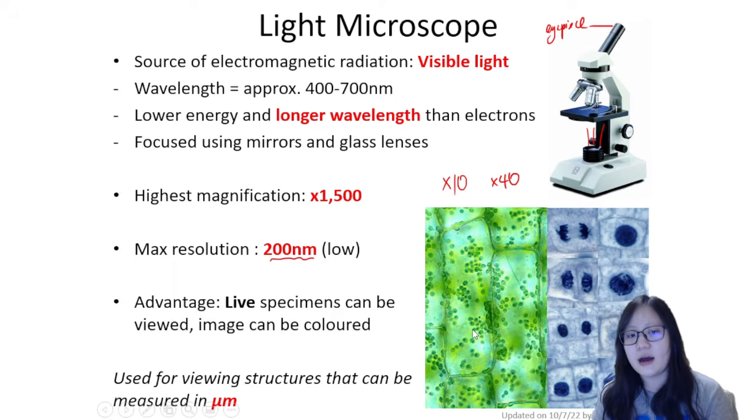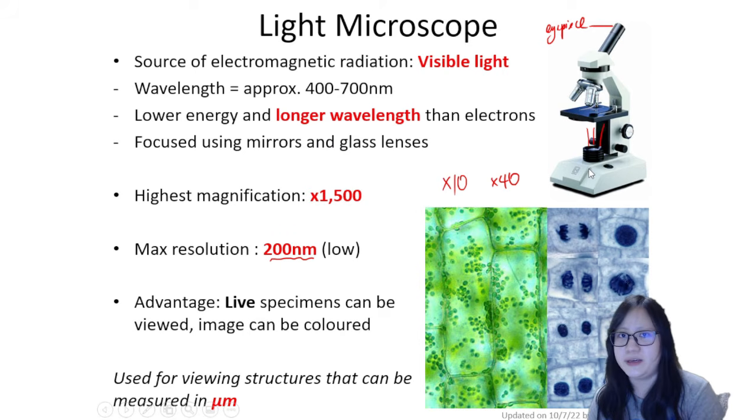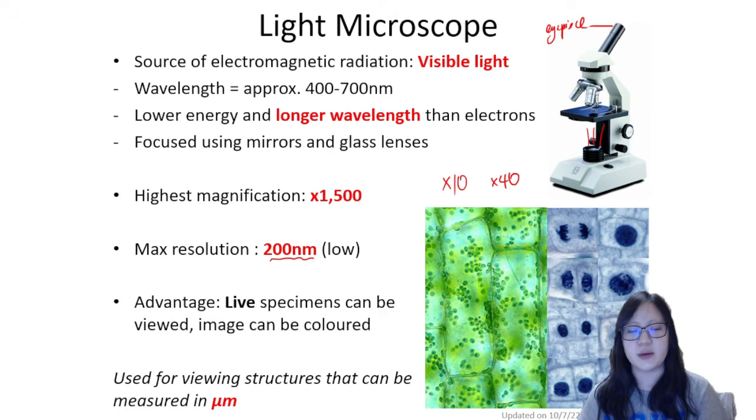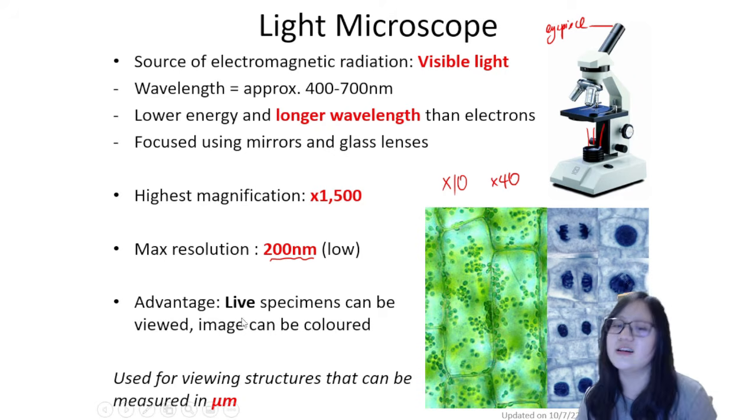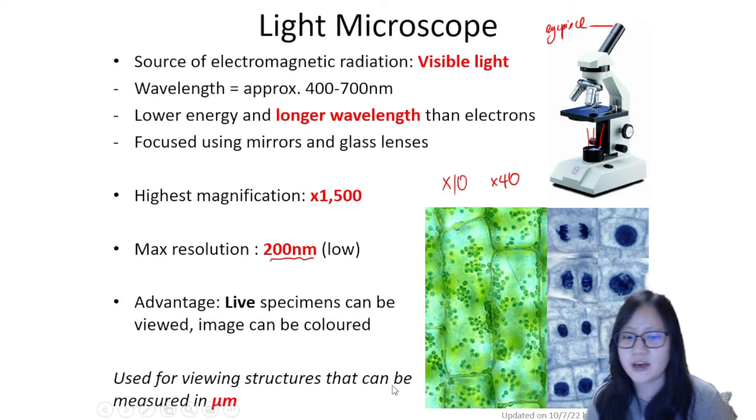Yeah, and of course, it's not here. It's not in the mark scheme. But of course, there's also the added advantage of it being cheap and easily accessible. You can buy it on Shopee and other online websites like Amazon. It's very easily accessible and it can fit on the table. So that's a huge advantage there. Again, not in the mark scheme. They want to hear live specimens, image that can be colored.